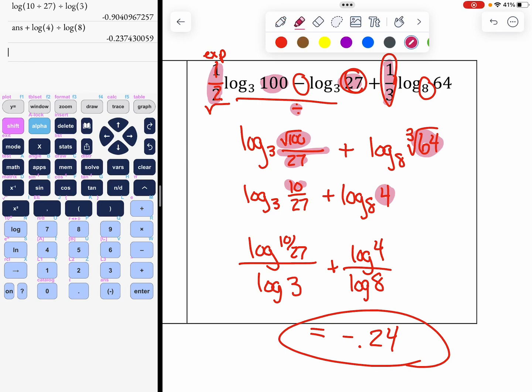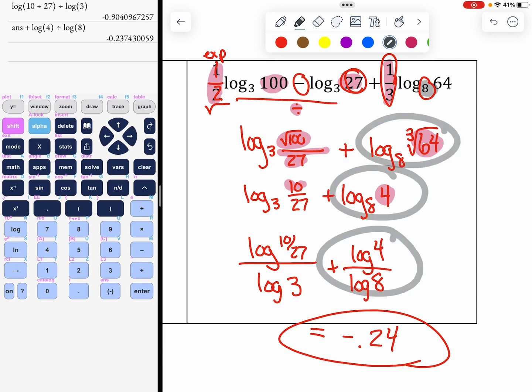It was kind of sneaky right here, to be honest with you. I totally forgot to check my bases. This one had to have its own little thing because it had a base of 8, so it was kind of annoying, but we did it. And that's the end. So evaluate means to get an answer at the end.